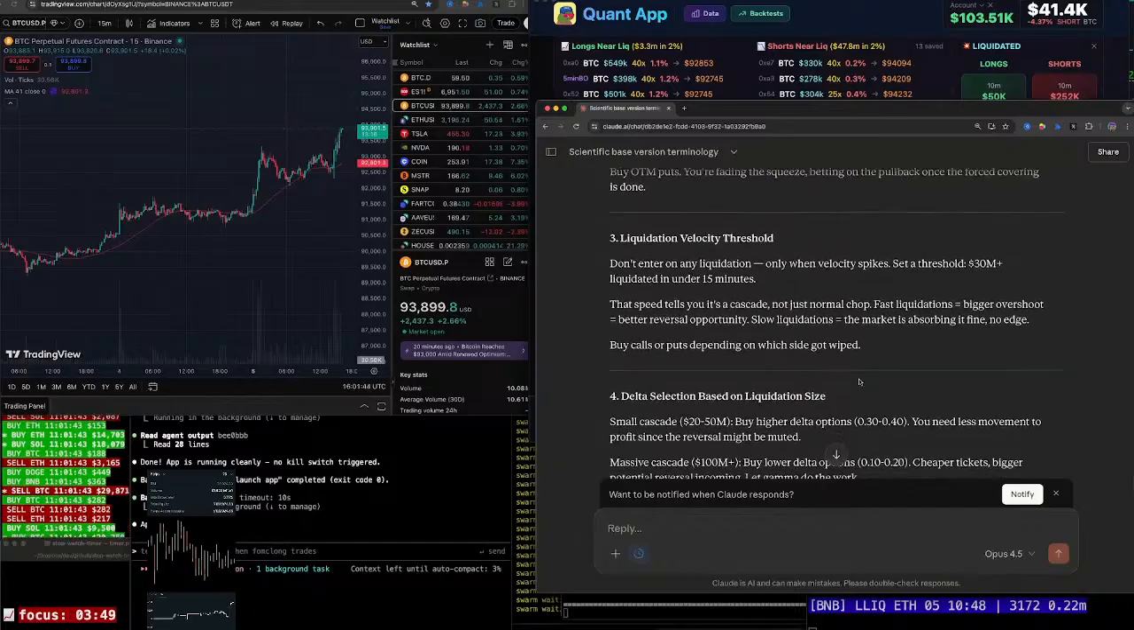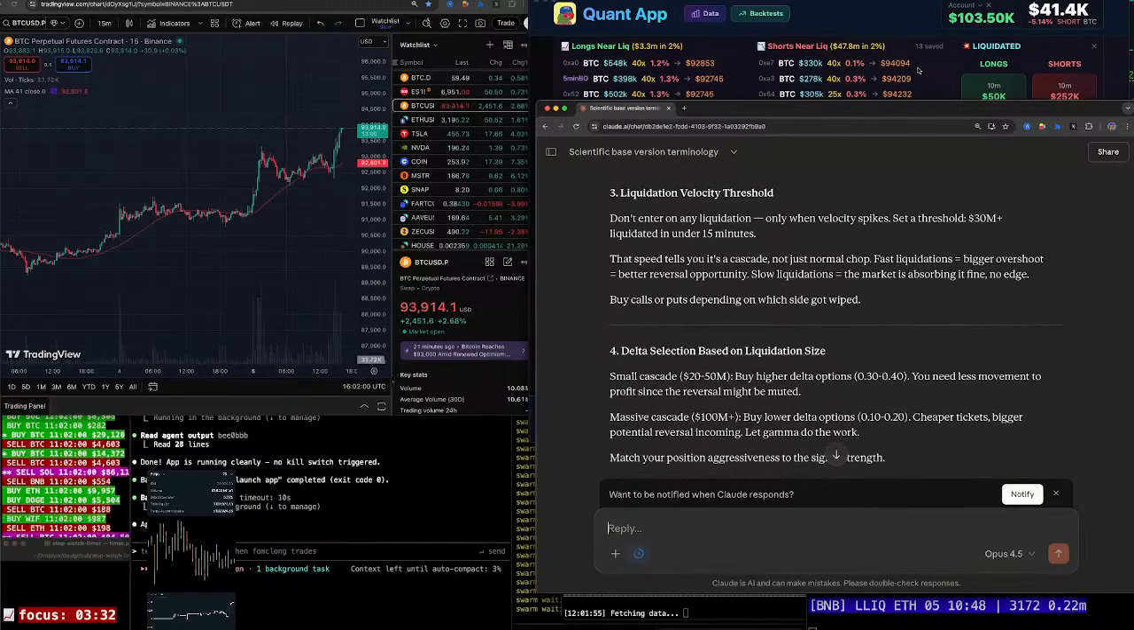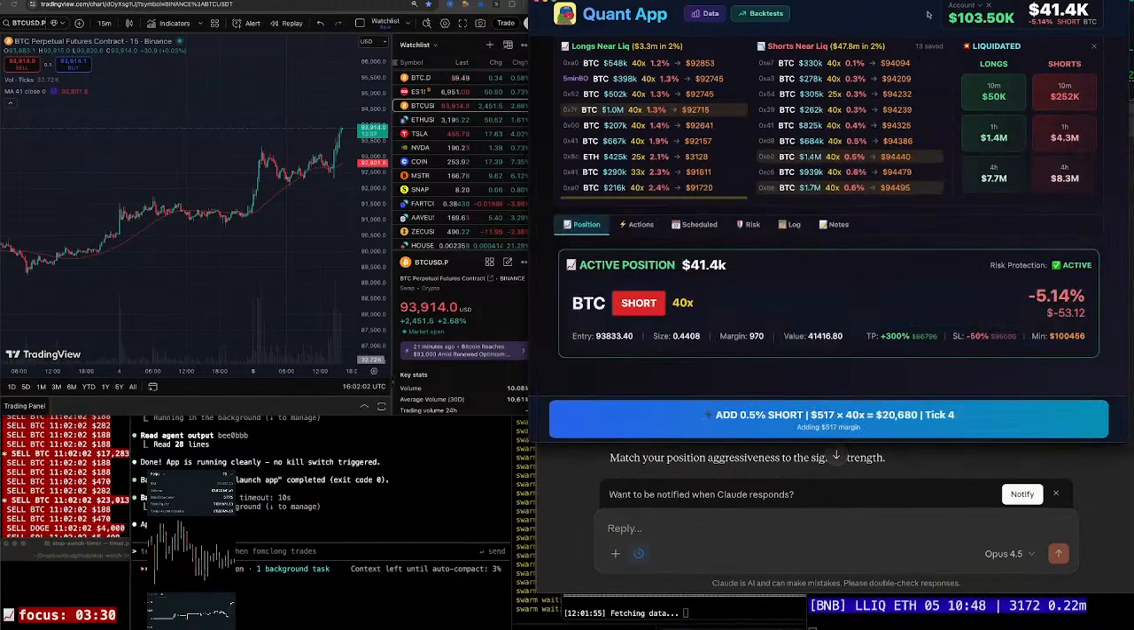Those are easy monies. Liquidation velocity threshold. Don't enter on any liquidations, only when velocity spikes. Set a threshold of 30 million liquidated in under 15 minutes. Okay, so I have that built into the quant app. That'd be an easy add to options. I just don't know if it's worth it. I don't want to spread myself thin. I don't want to add too many features here. I want to make sure the quant app actually makes me a profitable 40x trader on Hyperliquid.